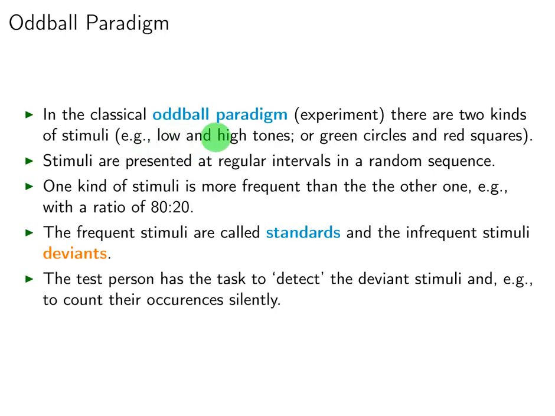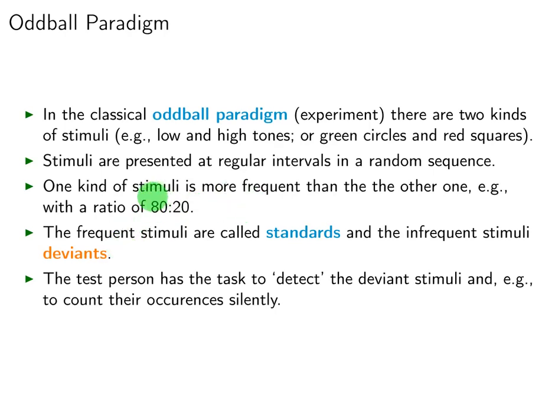For example, low and high tones, green circles or red circles, 2 different stimuli presented to the user, visual or auditory. And stimuli are presented at regular intervals in a random sequence. One of the 2 stimuli is more frequent than the other, most commonly with the following ratio. So one of the stimuli appears 80% of the time, the other 20%.